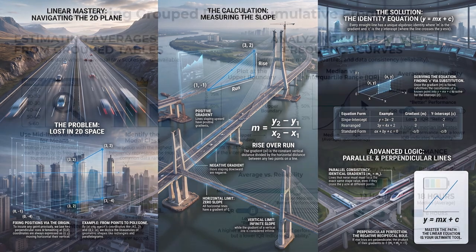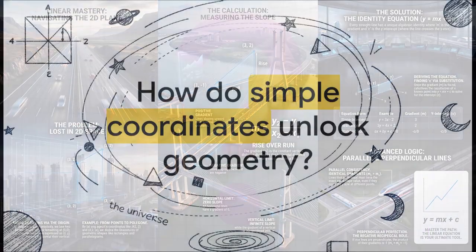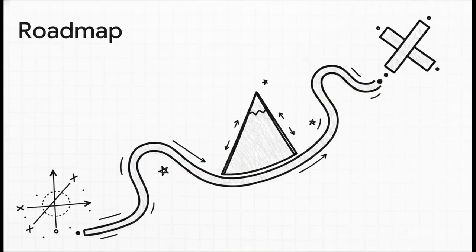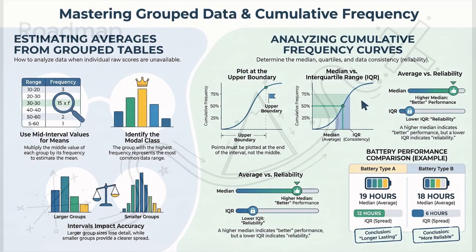Let's strip away the math anxiety and dive into the hidden anatomy of straight lines. How do simple numbers on a tiny grid actually map out the complex geometry of our universe? Here's the plan. Placing coordinates, calculating gradients, mastering the magic equation, and seeing what happens when lines collide.